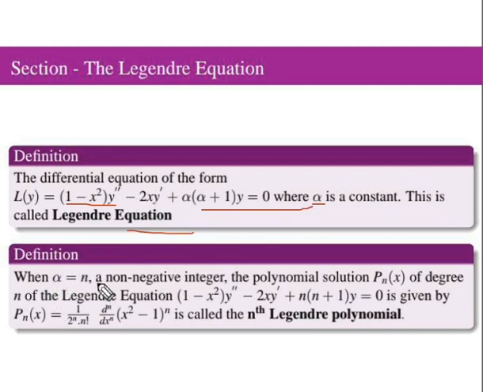If we replace alpha equal to n, a non-negative integer, the polynomial solution is denoted by Pn of x, of nth degree, of the Legendre equation. This is the formula for the Legendre polynomial, the polynomial solution of the Legendre equation: Pn of x equal to 1 by (2 power n, n factorial) d power n by dx power n of (x squared minus 1) whole power n. We use this formula in the following problem. This is the main formula. Now we go to the problem.